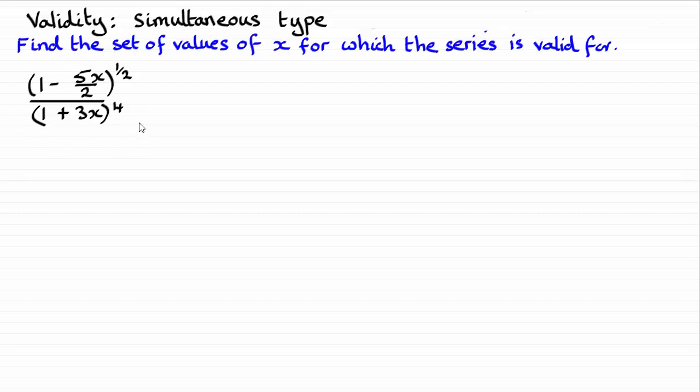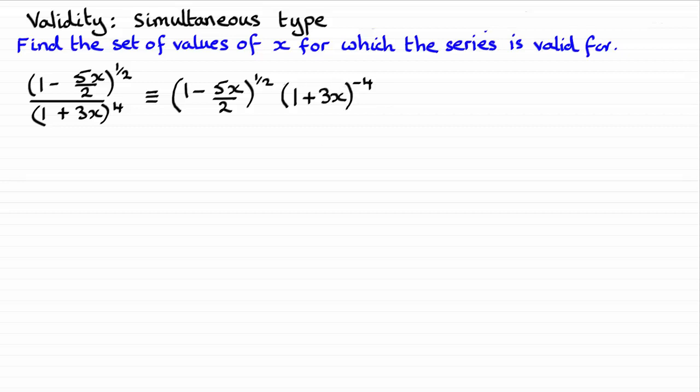Now if we were going to expand this, I would need to rewrite the (1 plus 3x) to the power 4 in the denominator as a negative power, so I end up multiplying it with the (1 minus 5x over 2) all to the power half. Now in each of these expansions, because we've got a fractional power and a negative power, each of these expansions is going to be valid for a particular set of values of x.